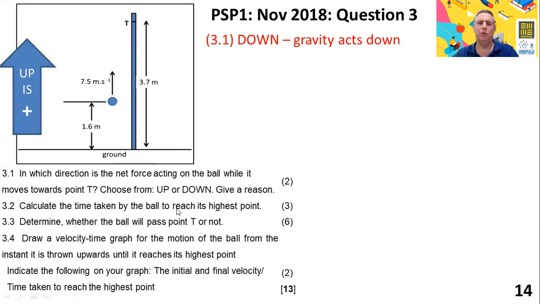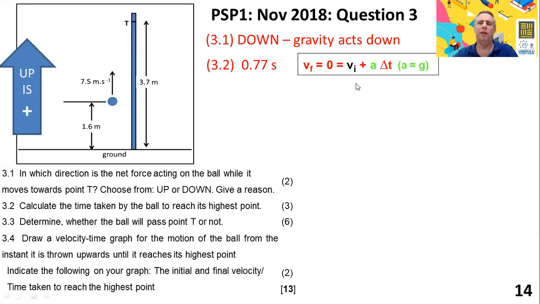Secondly, 3.2, calculate the time taken by the ball to reach its highest point. I'm not going to do that now. You simply take your equations of motion from your data sheet. In this case, you would say the final velocity will be naught at the highest point. So we use vf = vi + a Δt, remembering that a is just gravity, minus 9.8, and solve for Δt. And you'll get an answer of 0.77 seconds. We will deal with these more when we do a section on solving equations.